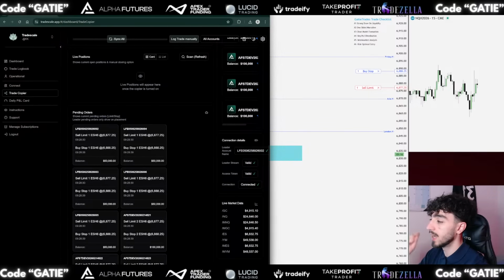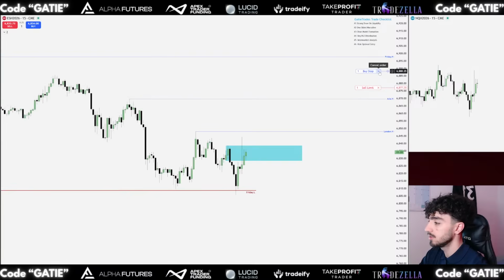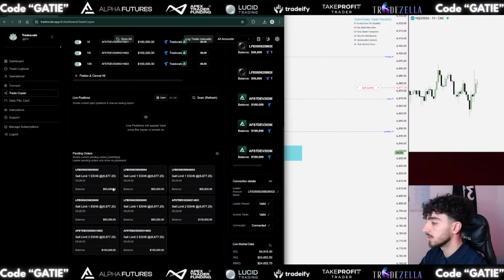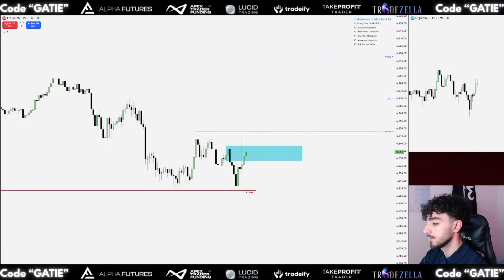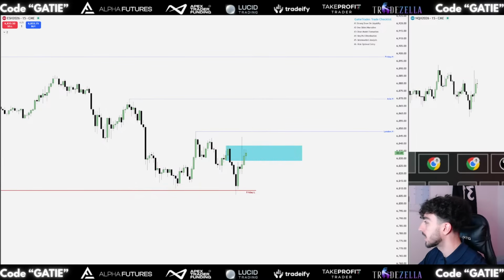But as long as you're doing everything on the leader account, okay, you just have to make sure. You can always, 1, see your connection details, make sure they're working. 2, you can always see the pending orders. And 3, you can always see the live positions. Look, I'm going to cancel the stop loss. I'm going to cancel. See how it says cancel? Now there's only the sell. I'm going to cancel this one. It copies perfectly. You just need to make sure you're on the leader account.